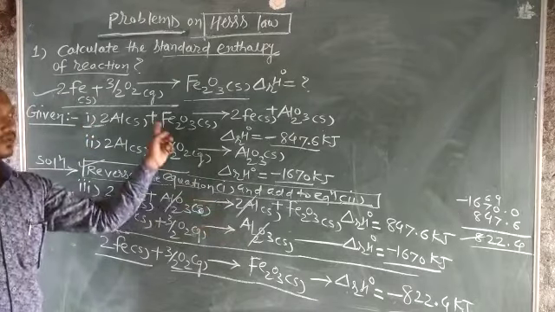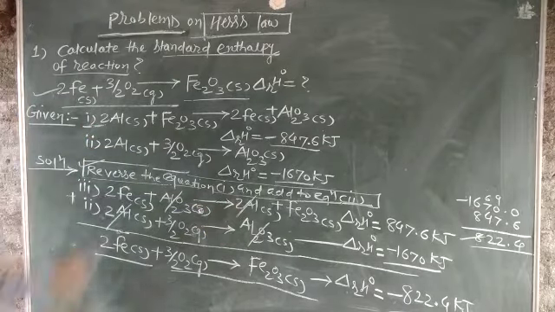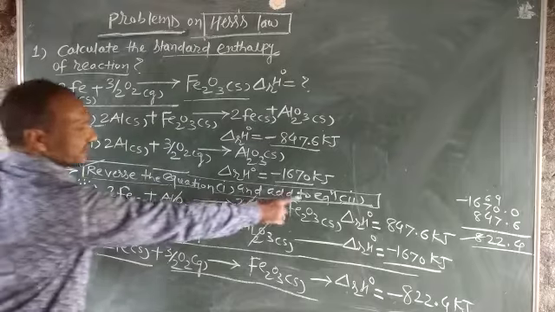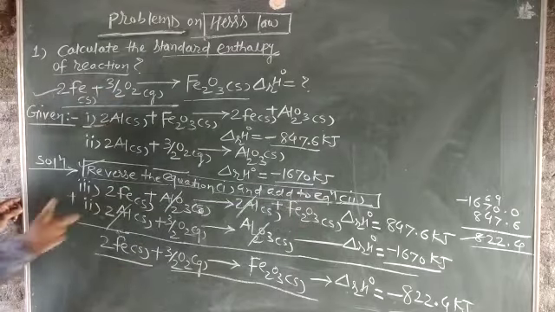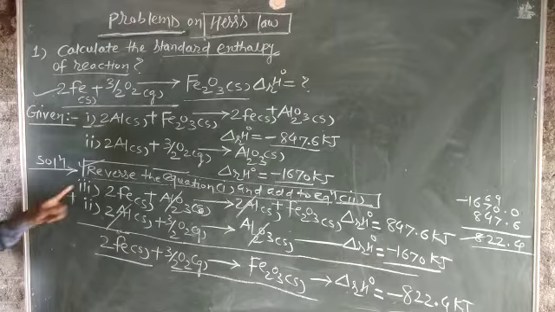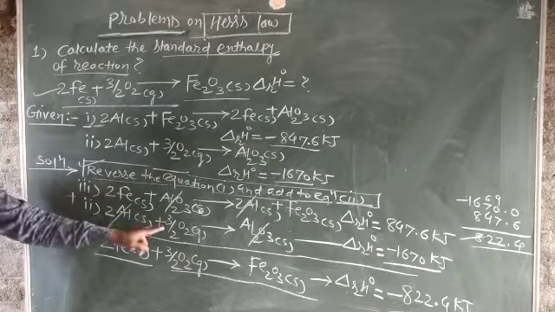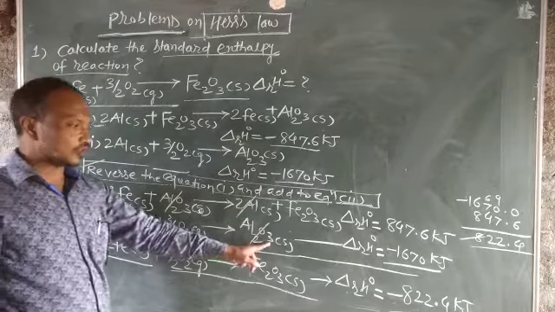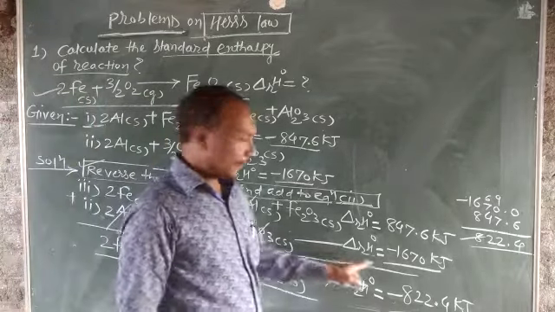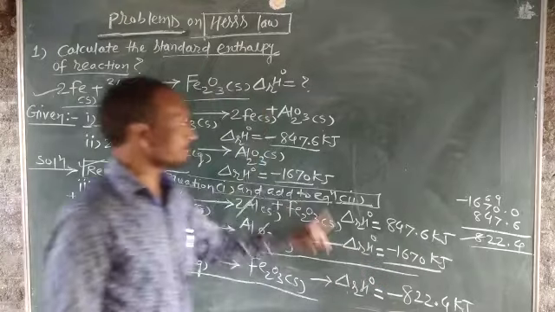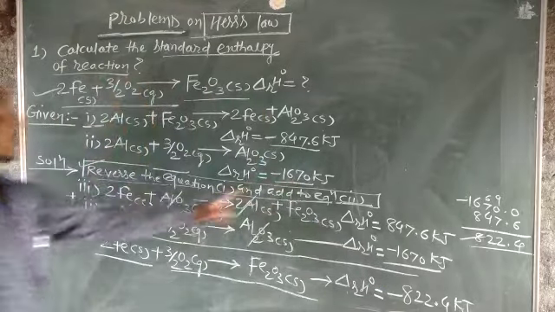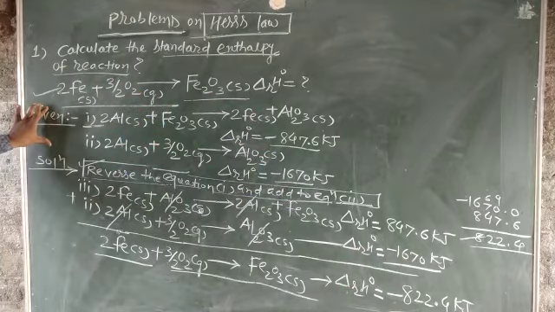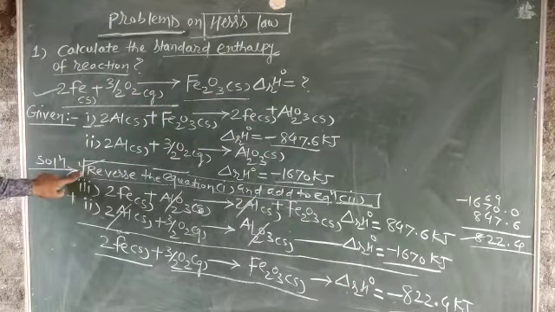ठीक आहे. इक्वेशन 1 ला रिव्हर्स केल्यानंतर काय करायचं, इक्वेशन 2 ला ऍड करायचं. इक्वेशन नंबर 2 ला कसा ऍड केला, हा इक्वेशन नंबर 2. 2Al as it is, 3/2 O2 as it is. It forms, काय फॉर्म केला, हा Al2O3 सॉलिड. याचा डेल्टा आरएच नॉट किती आला, -1670. So in this way, from these two equations, this is the given data. We have written reverse the equation 1 and add to equation number 2.